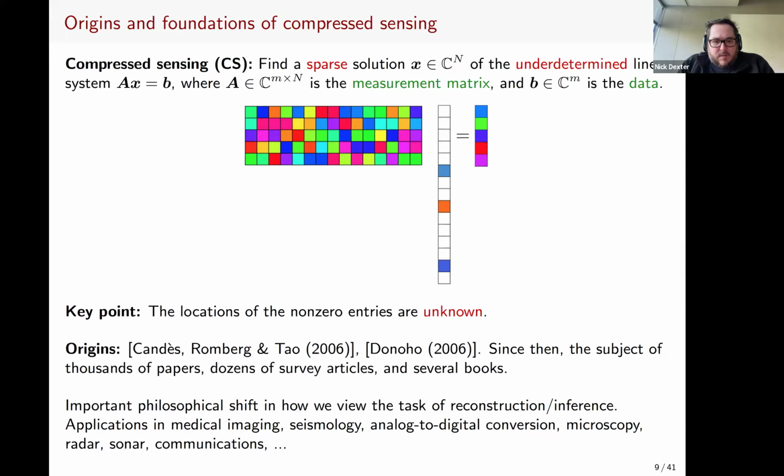Its origins go back to early work by Candès, Romberg, and Tao in 2006, and Donoho in 2006. But since then, it's been the subject of thousands of papers, dozens of survey articles, and several books. It also caused an important philosophical shift in how we view reconstruction and inference tasks and applications like medical imaging, seismology, and others.